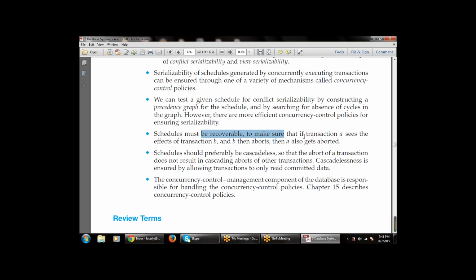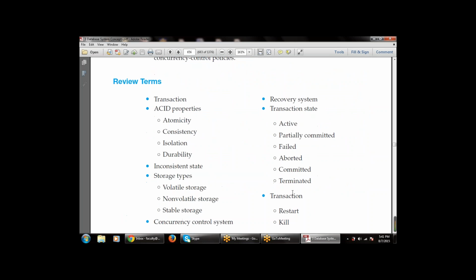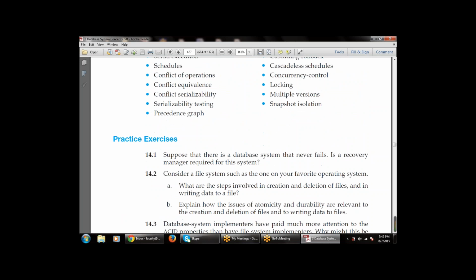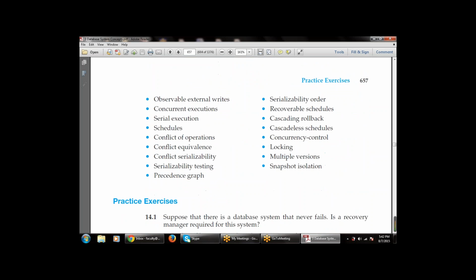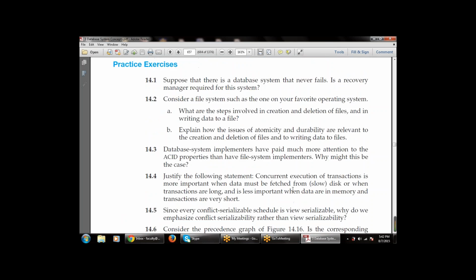Schedules must be recoverable, to ensure that if transaction A sees the effects of transaction B and B then aborts, A also aborts. Then concurrency control management is also available for handling the concurrency control policies. So we are finished with chapter number 14, and these are the various practice exercises.